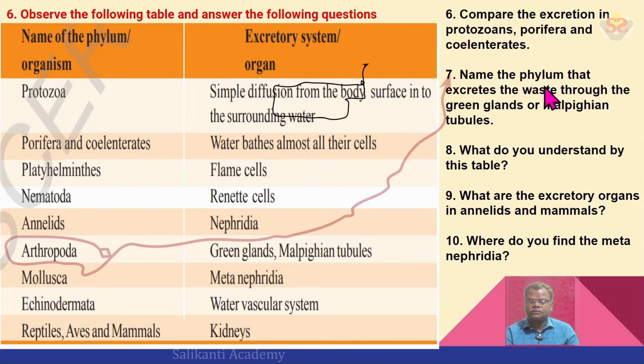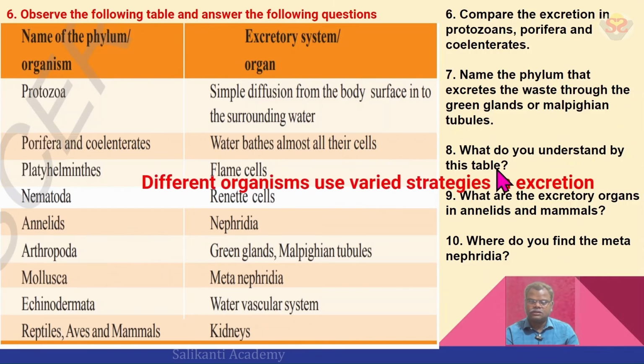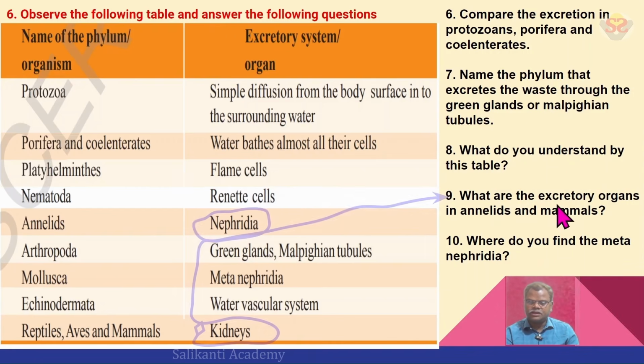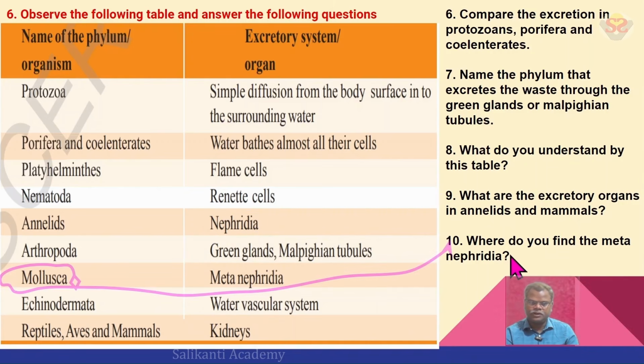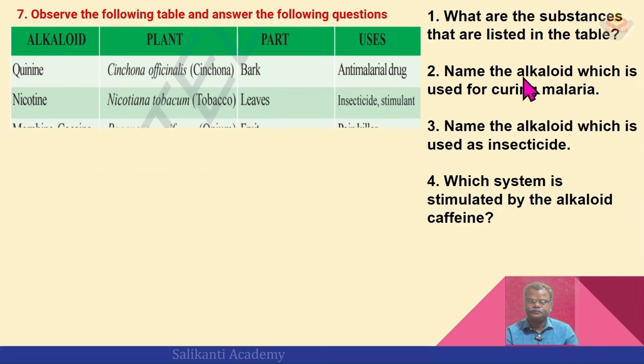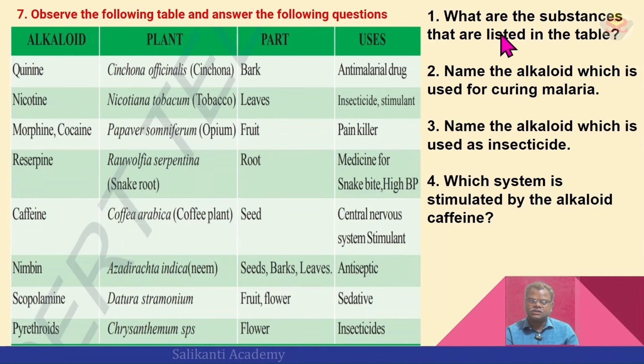Name the phylum that excretes the waste through the green glands or Malpighian tubules. Arthropoda. What do you understand from this table? Different organisms use varied strategies in excretion. What are the excretory organs in annelids and mammals? In annelids, nephridia; in mammals, kidney. Where do you find the metanephridia in mollusca? What are the substances that are listed in the table?